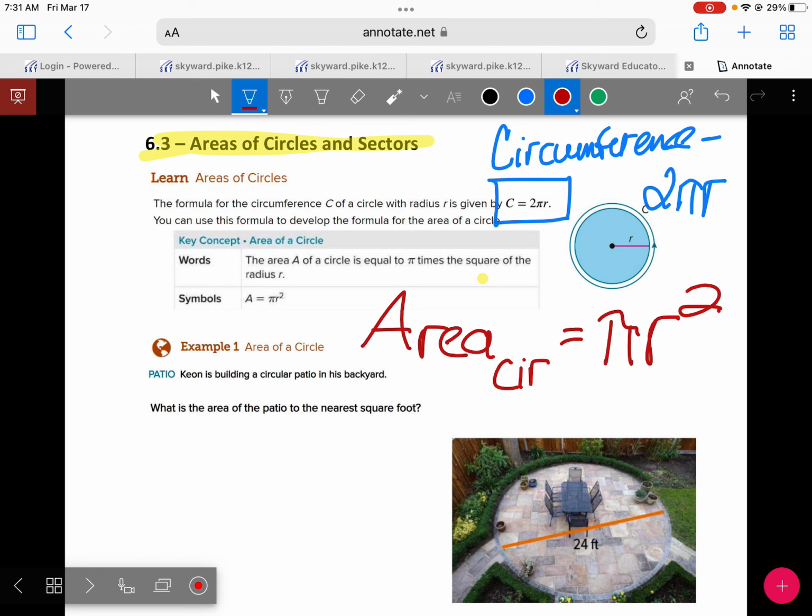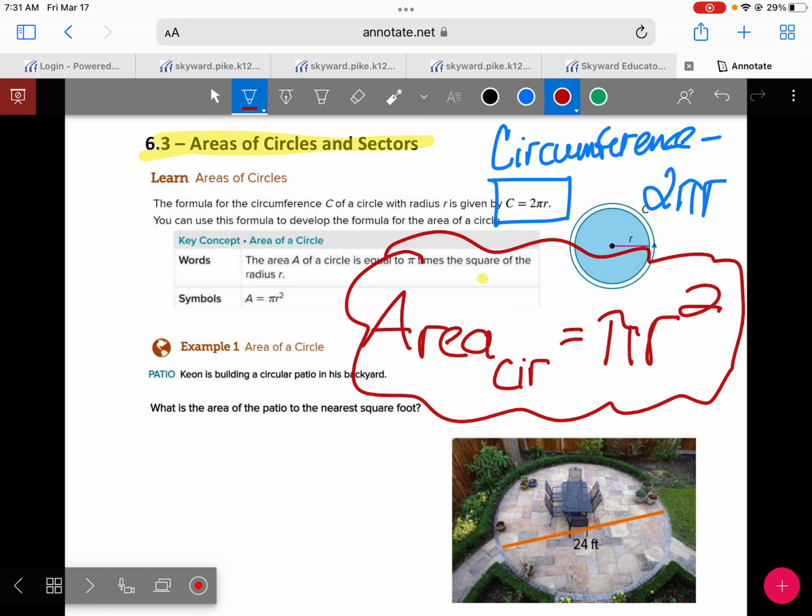How am I going to remember which one is area and which one is circumference? Because they both have a 2, they both have a pi, and they both have an r. I mean, come on. Well, I am glad you asked. When you find area of any figure, it is always in units of some sort that is squared, right? Am I right? Guess what the end part of this formula is?